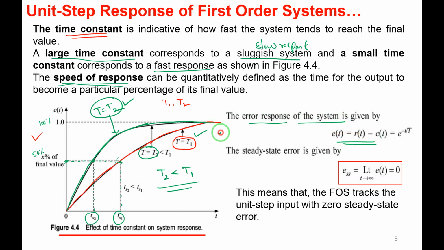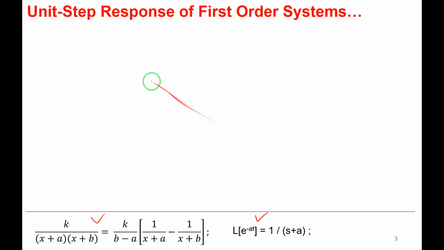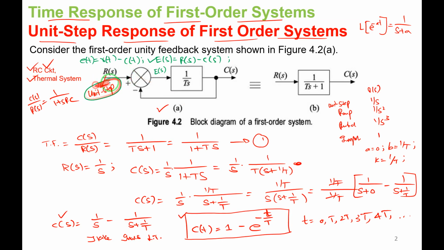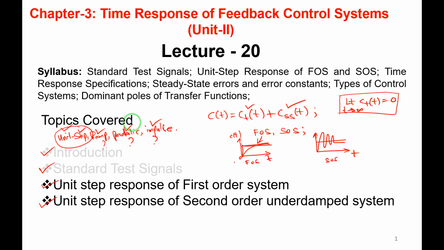Let me rewrite here. e(t) is equal to r(t) minus c(t). What is r(t)? It is the unit step input, right? Whatever input I am applying is unit step. So r(t) is equal to u(t), that is equal to 1. Yes, unit step input, right?